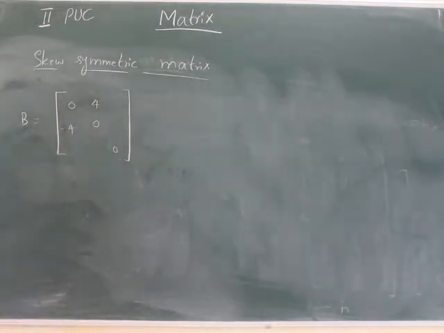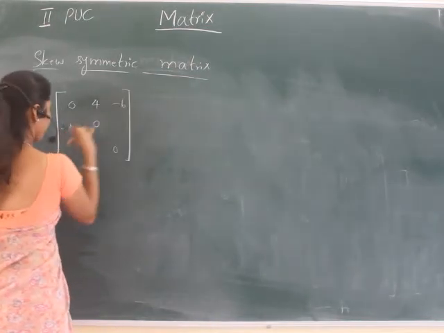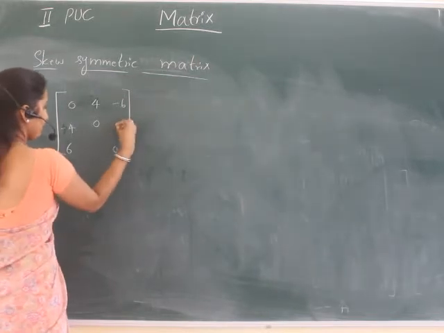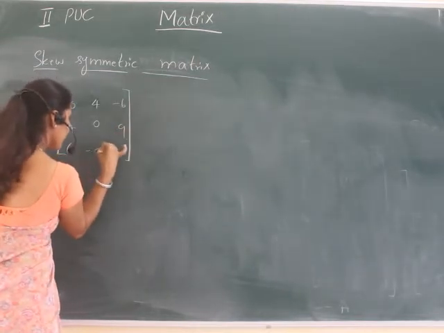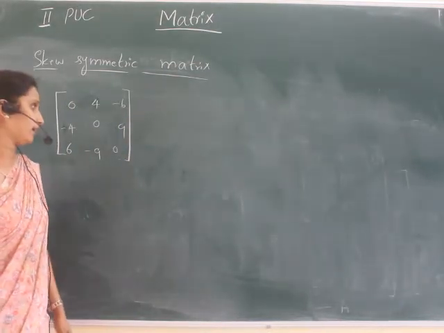This one is A13 and A31. The A13 and A31 elements should be negatives of each other. That means if I take minus 6 here, we have to write 6 there. And here it is A23 and A32. If I take plus 9, here it should be minus 9. So this is the example for a skew symmetric matrix.